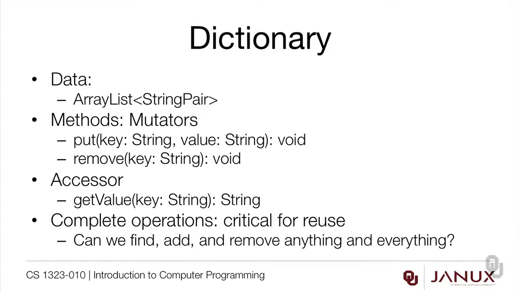The issue that's important here is to remember that we need a complete set of operations. This is absolutely critical for reuse. If we forget even one operation, this class may not be reused and may not be used by other people. So the way you check for that is to look and see, do we have a way to find things, to add things, and to remove things? And can anything and everything be found, added, and removed?